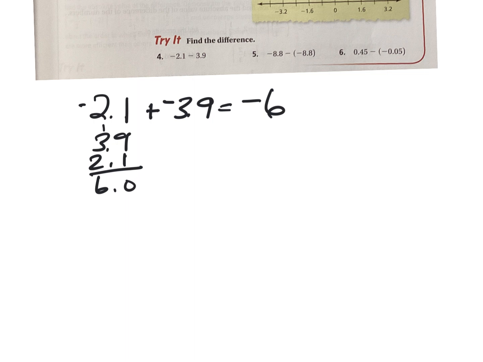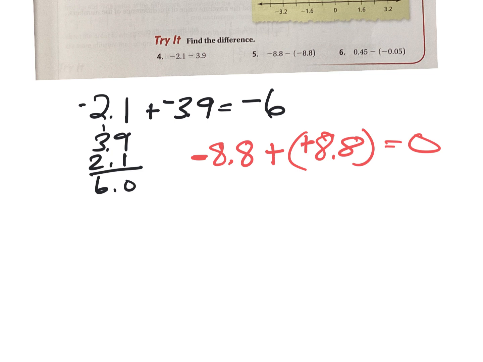All right. Let's do negative 8.8 minus negative 8.8. When you subtract, I want you to add the opposite. So let's add the opposite. Now in this one, they're different signs. We have a negative and a positive, and when they're the same number, it's going to equal 0 every time.